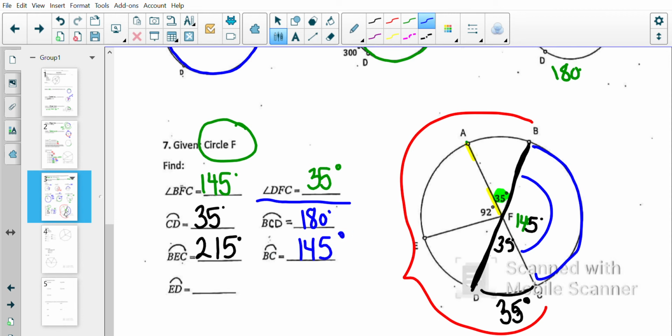And last but not least, we want to find arc ED. Well, let's look over here. I know the diameter is B to D. So right here is a straight angle, BFD is that straight angle. And I have 2 out of the 3 angles. So what am I going to do? I'm going to add 92 and 35 and then subtract that from 180. And we are going to get 53 degrees.